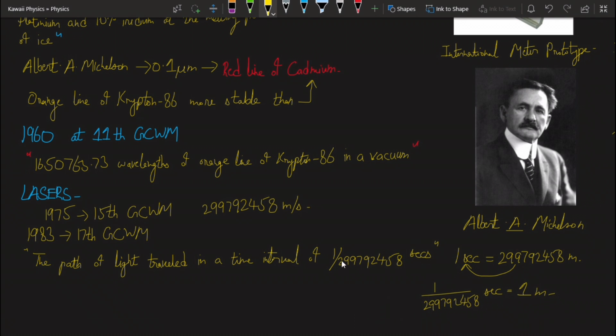So now the current value, the best definition for the meter, is the distance traveled by light in 1 by 299792458 seconds.